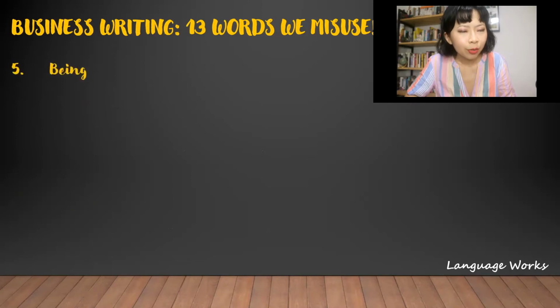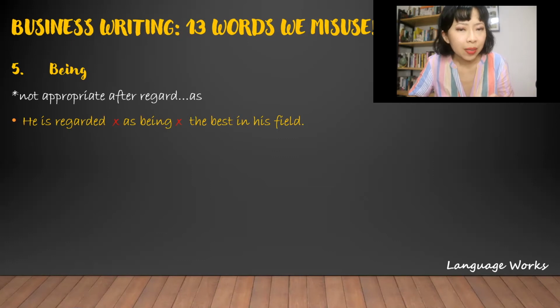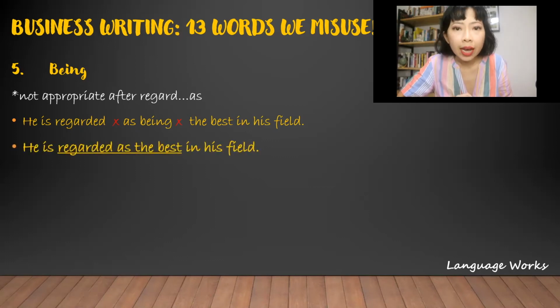Number 5, we've got being. In this case, being is not appropriate for using after regard as. An example of a wrong sentence: he is regarded as being the best in his field. It may sound more or less correct, but it's not. The phrase is not correct when you say regard as being. The correct version would be, he is regarded as the best in his field.